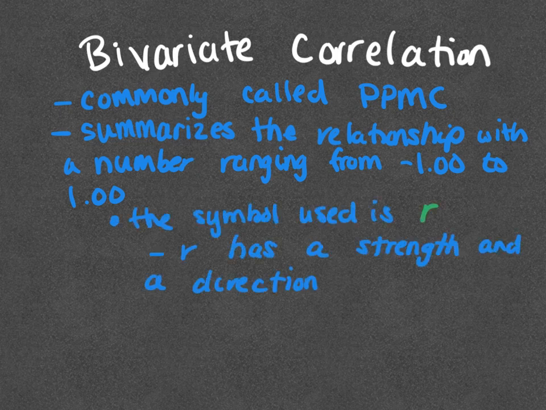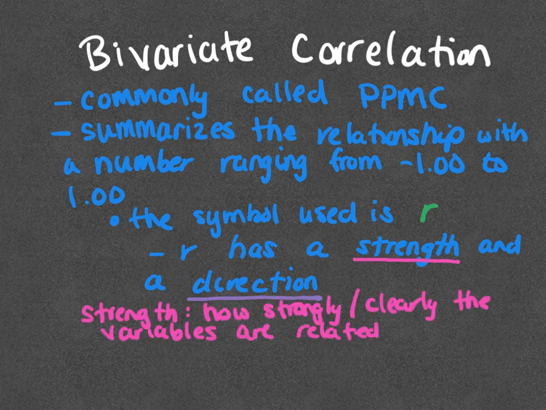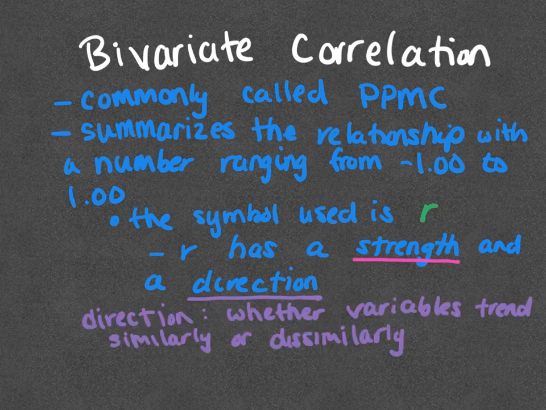The R value indicates two things about the relationship between two variables: the strength of the relationship and the direction of the relationship. The strength is how clearly or strongly the variables are related. The greater the R value in absolute value, the stronger the relationship. The weaker the R value, or the closer it is to 0, the weaker the correlation is between two variables.